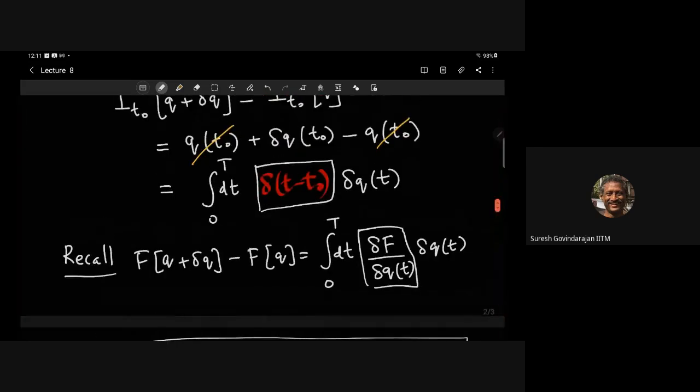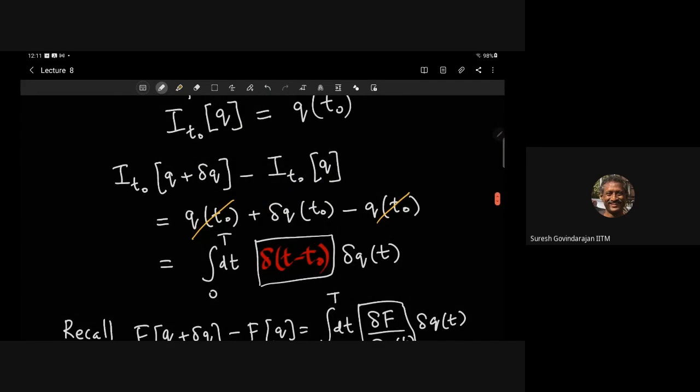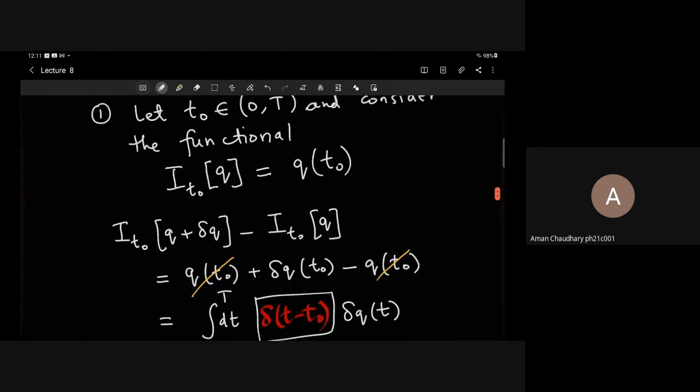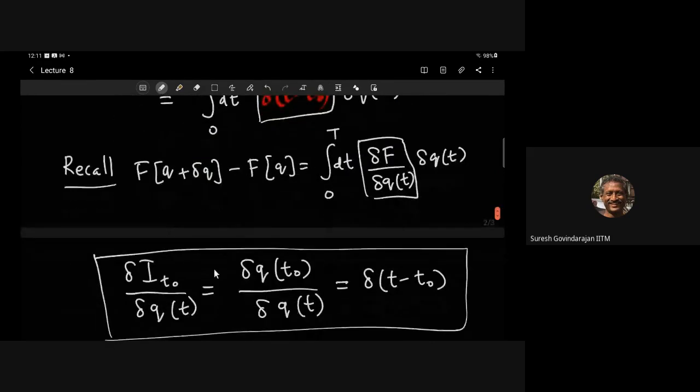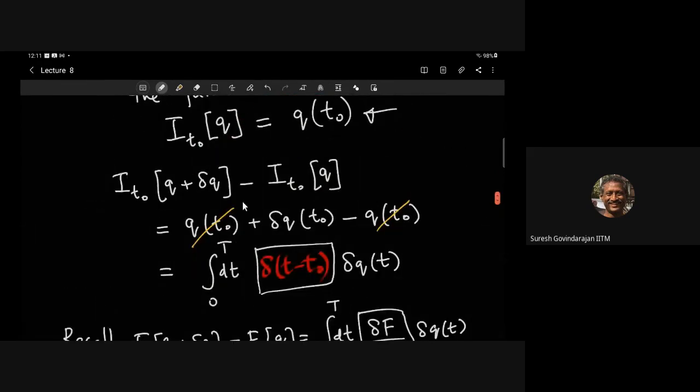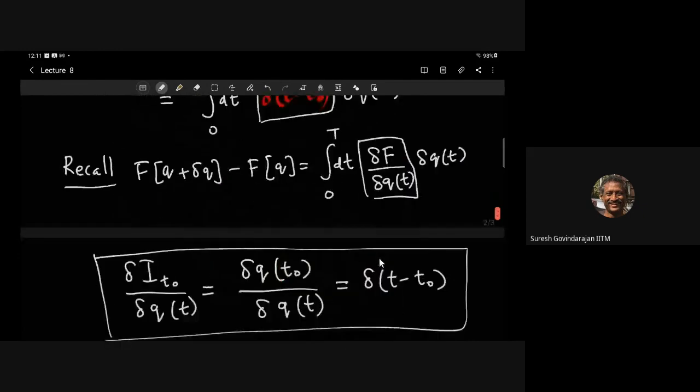Okay, so any questions with regard to this computation? Hello, sir. How is this ratio of delta of q of t naught divided by delta of q of t defined as delta of t minus t naught? This is our functional, right? I'm showing you this functional. This is your functional, I of t naught of q, that is q of t naught.